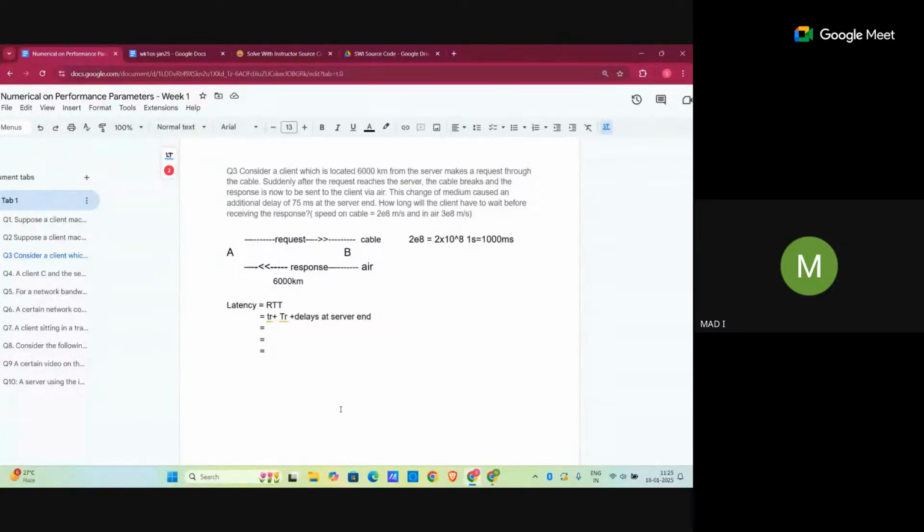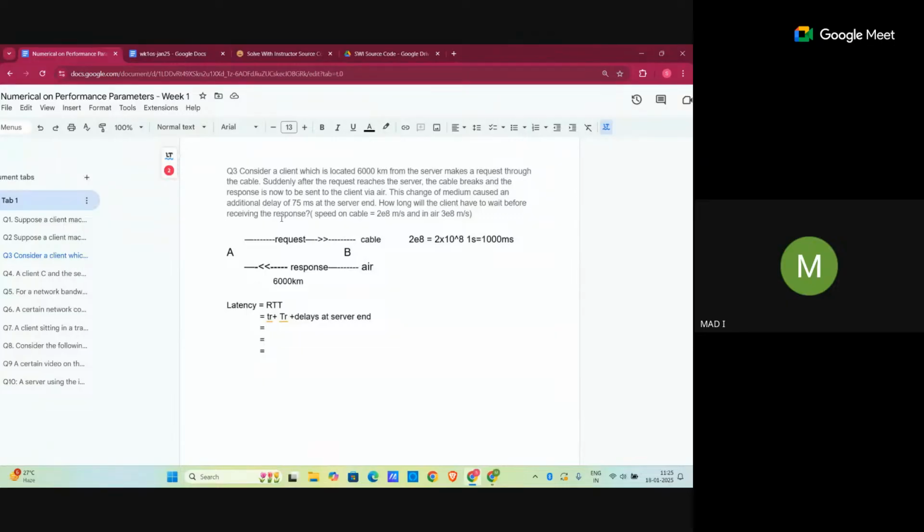Now we'll see the third problem. This is regarding the change of medium. Consider a client which is located 6,000 km away from the server and makes a request through the cable. Suddenly, after the request reaches the server, the cable breaks and the response is now to be sent to the client via air. This change of medium caused an additional delay of 75 milliseconds at the server end. How long will the client have to wait before receiving the response?